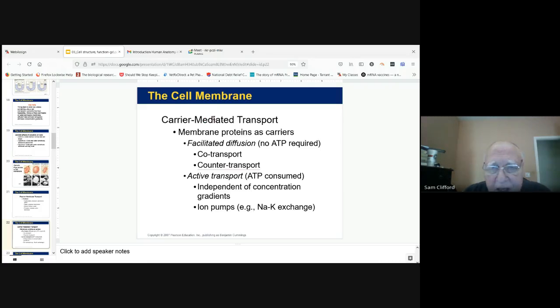Carrier mediated transport means that you have a special membrane protein to move a substance. So in the kidney, you may have special channels that move water in and out of the cell. Active transport depends upon energy from ATP, and an example is the ion pump that moves sodium out of the cell, potassium into the cell.